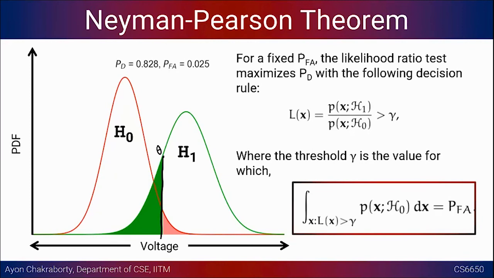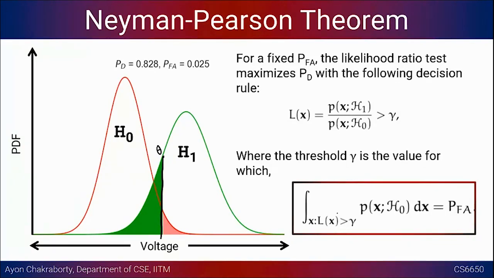For the fixed value of PFA, this is given to you: your event detection system should not have a false positive rate of more than 5%. So the likelihood ratio test maximizes the value of PD with the following decision rule. The decision rule was already known: L(x) is the likelihood ratio test that we are doing on the value of x, and we want this value to be greater than gamma, where this threshold gamma is determined in this way. So how is it determined?